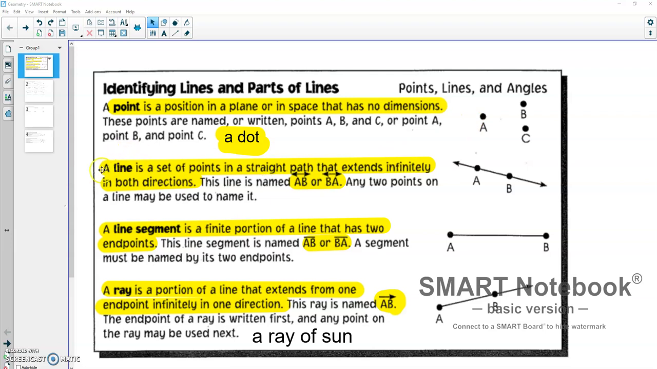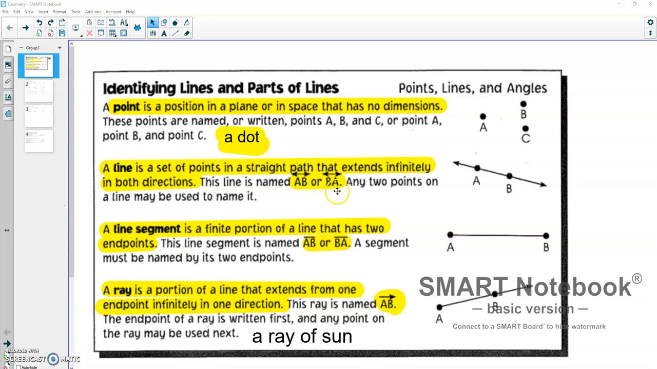Next, a line is a set of points in a straight path that extends infinitely in both directions. So when we see here, the arrows mean it's going on forever and forever. So make sure whenever you see a line that both sides are going on forever. And how we label this is right here: AB, and you have the line with the two arrows pointing outwards, signifying it's going on forever.